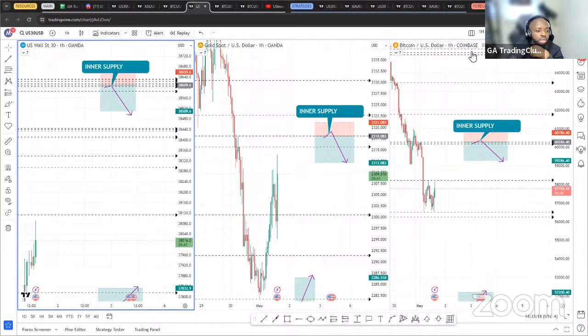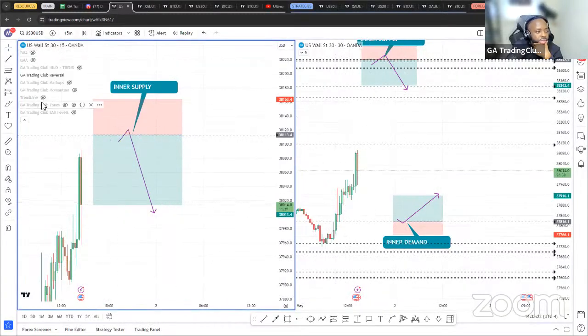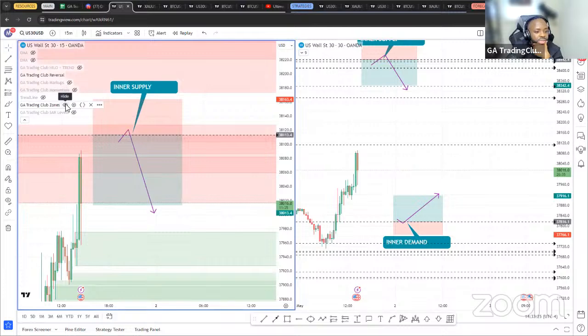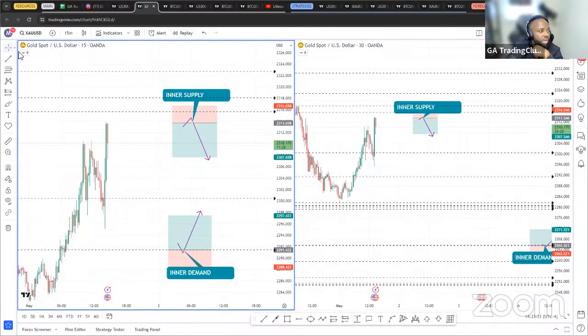And come back to the 15-minute. So this 15-minute is still valid. So I'll be looking to take this if we get a trigger there. So we have, and what time is it? 2:33. So 2 more minutes before I can take any trade.